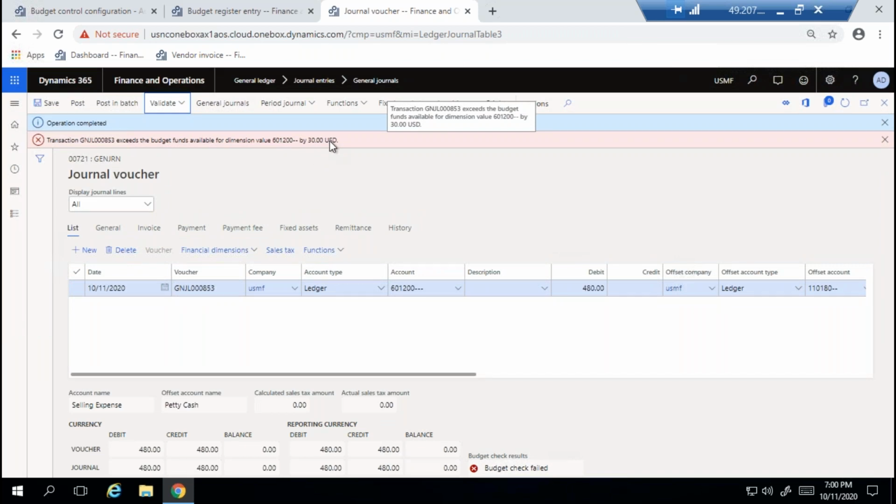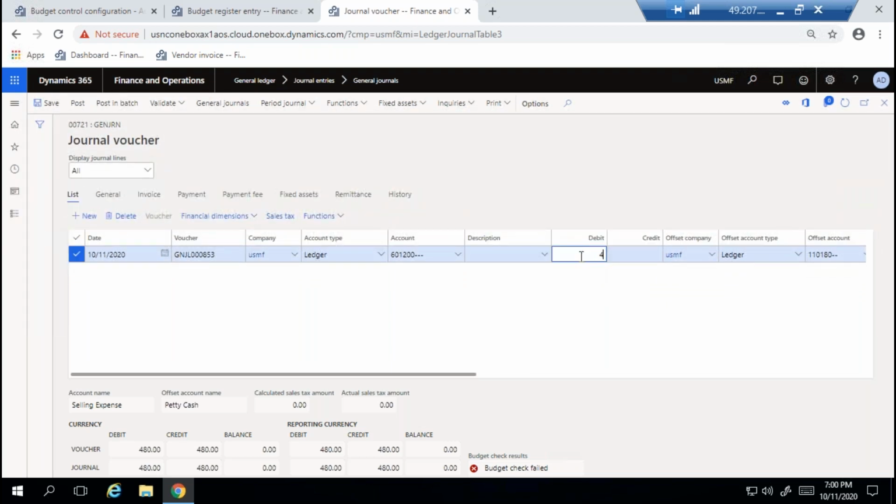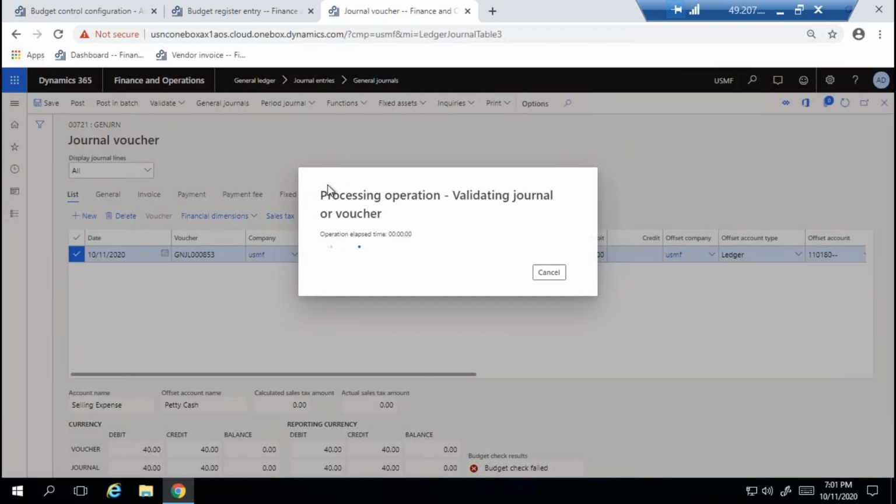Okay. So here it will be summing up whatever you have already used. Here it is not for one single transaction. For the entire year, you are allowed up to 500. I have entered 50 already. Now it is not allowing. Suppose I have entered 40. It will allow me now. Let me validate. It is fine.